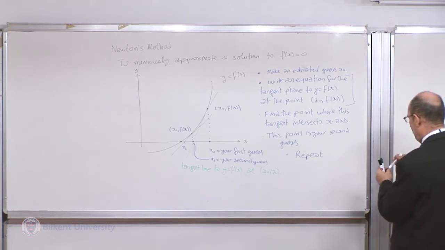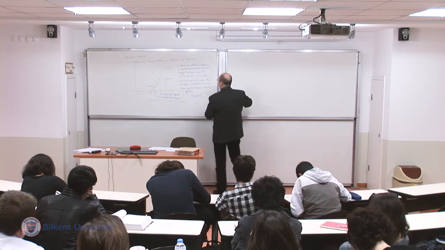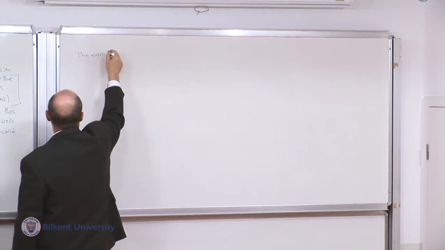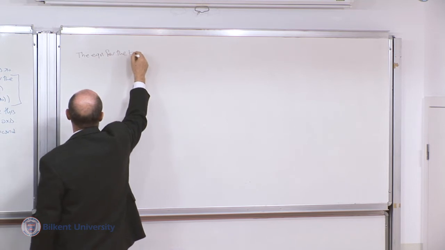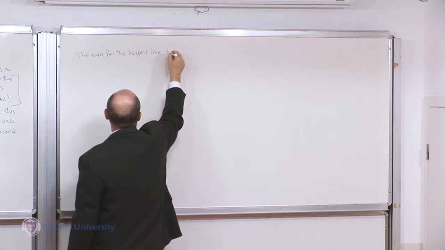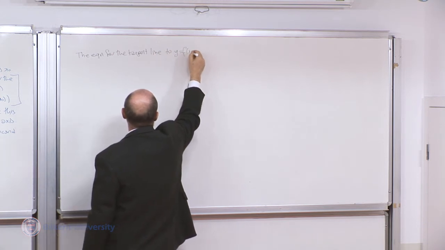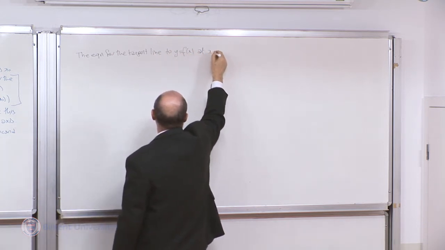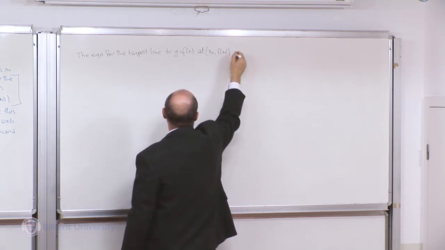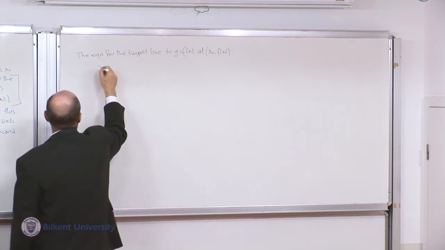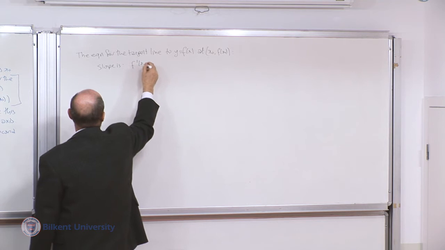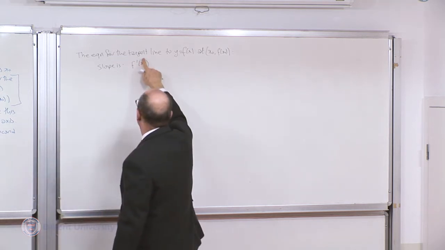So let's do that now. The equation for the tangent line to y equals f of x at x sub 0, f of x sub 0. Slope is f prime of x sub 0. So this is where we use calculus.